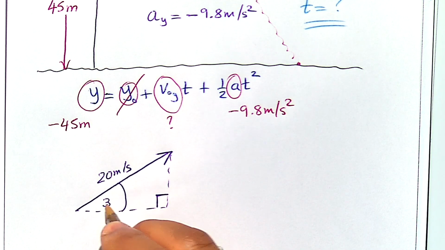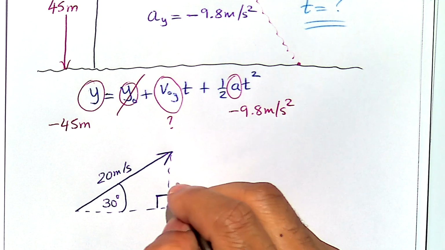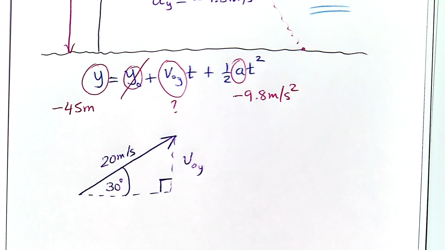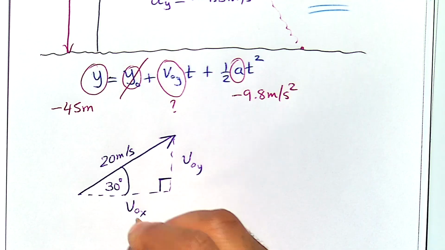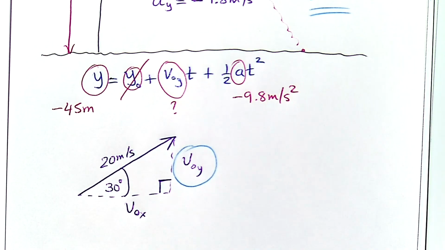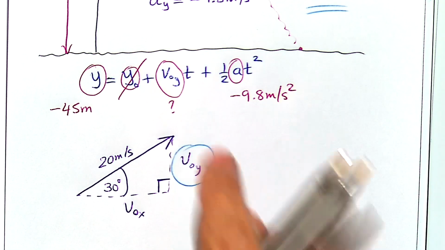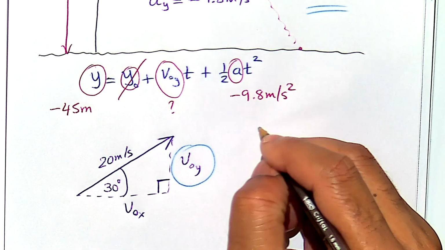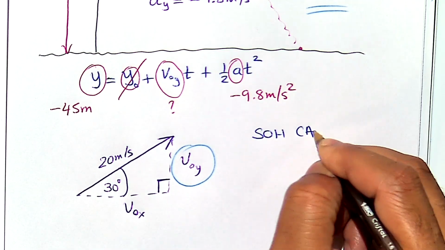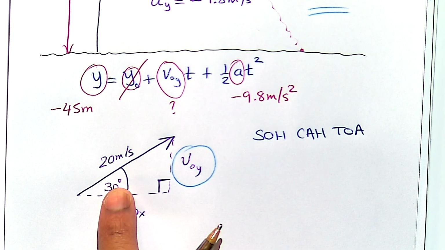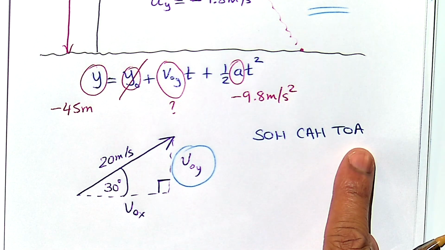And we know this is 30 degrees. This side is the y component of velocity. This side is the x component of velocity. And we need this for our equation. We need it for this. So how do we solve this? We use our mnemonic, SOHCAHTOA, for our trig. We have this angle 30 degrees. Which one do we use here?